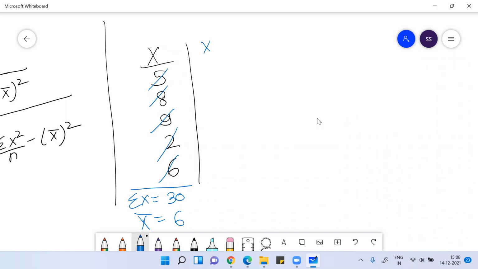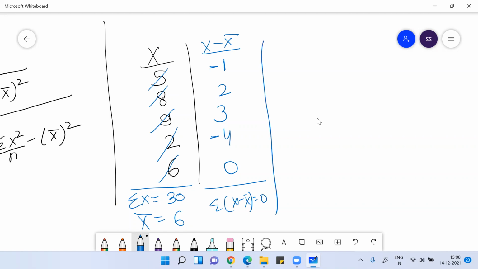Then you will find x minus x bar. 5 minus 6, minus 1. 8 minus 6, 2. 9 minus 6, 3. 2 minus 6, minus 4. 6 minus 6, 0. If you do the sum of this, it is always 0. For mean deviation, I told you whenever you do the calculation, take the modulus of it, and the sum of this will give you the mean deviation. But here we are not doing mean deviation, so we don't have to find the modulus.